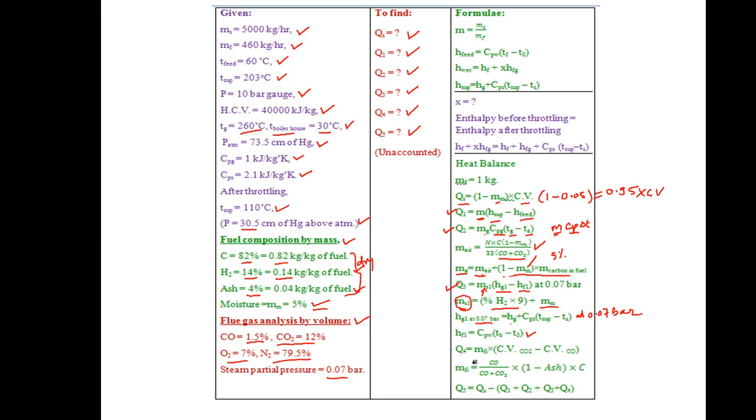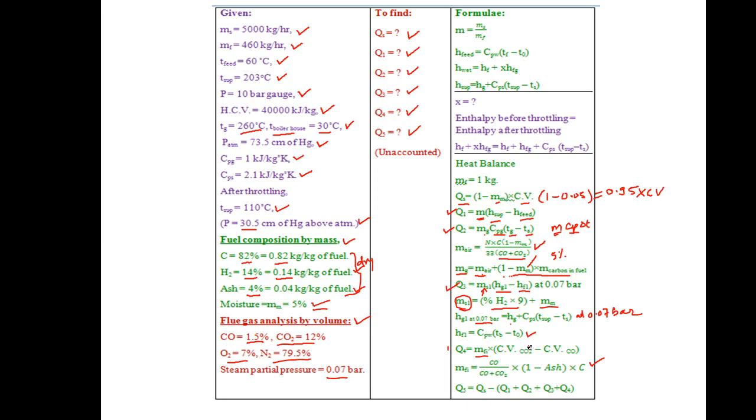Then Q4 is the amount of fuel which is unburned and remains without burning, and because of that some amount of heat is lost. So how much fuel is unburned, that we have to calculate, and from that we can get this amount of heat loss because of unburned fuel. So the mass of unburned fuel is equal to CO divided by (CO plus CO2) into (1 minus ash) into carbon. Here, this is for incomplete combustion.